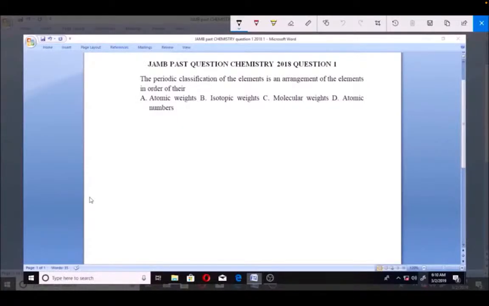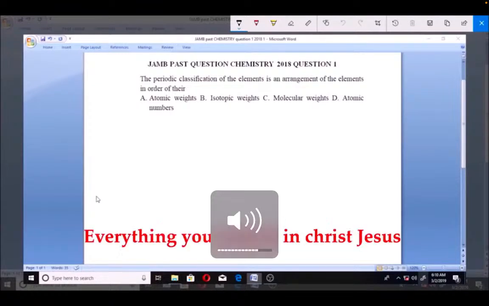Welcome. Let's look at this JAMB past question chemistry for 2018. Question number one.